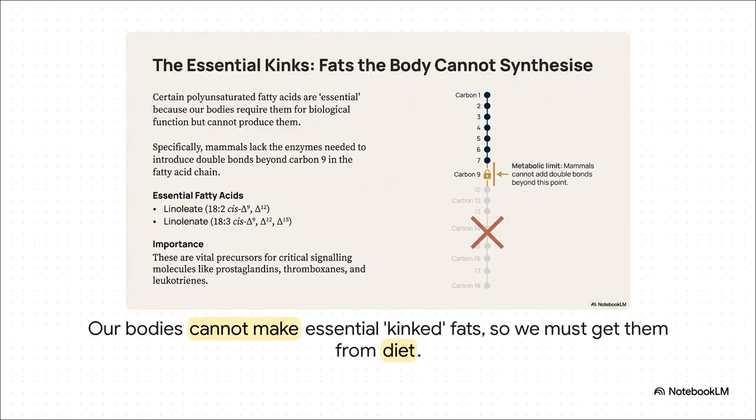It turns out some of them are what we call essential fatty acids. That means our bodies absolutely have to have them to function, but we can't make them ourselves. Why not? Well, our cells just don't have the right tools, the right enzymes, to create that double bond, that kink, past a certain point on the chain. We simply can't do it. So we have to get these essential fats, like linoleate, from the food we eat. They're crucial building blocks for all sorts of important things in our bodies.